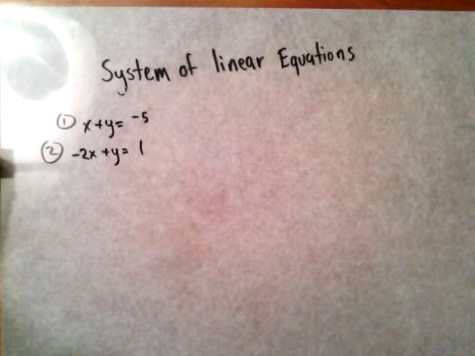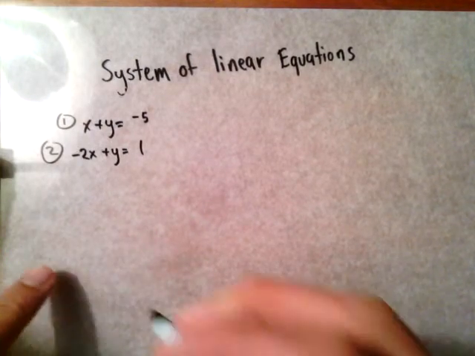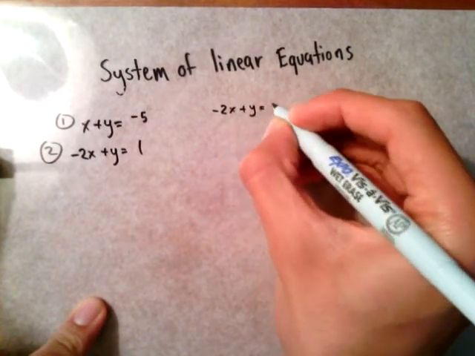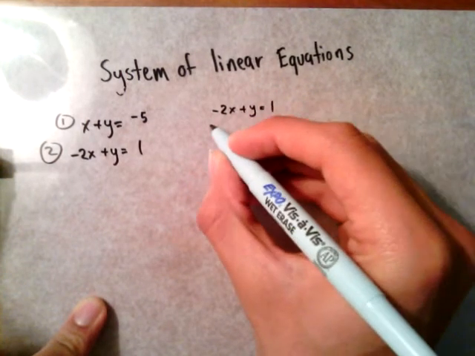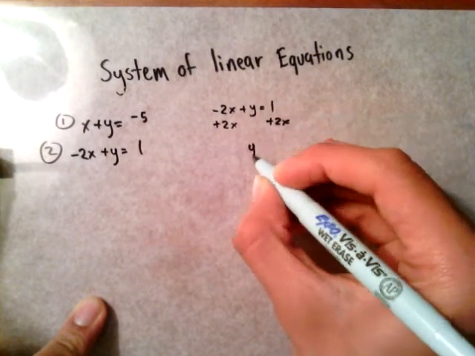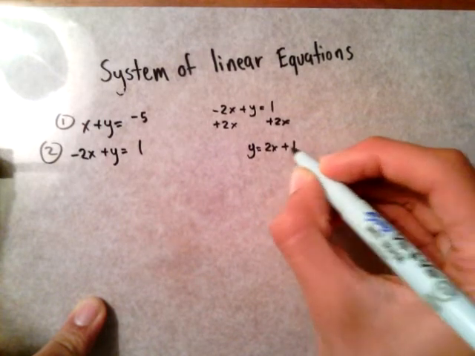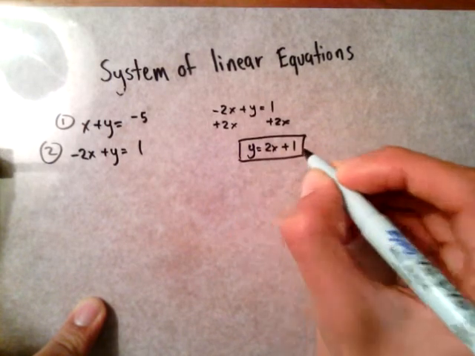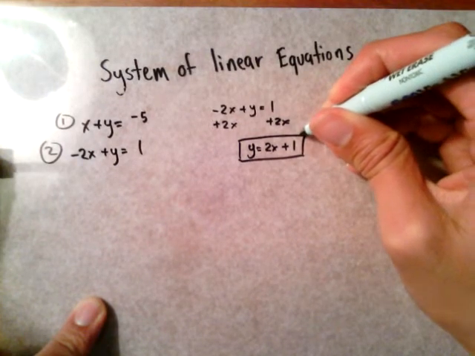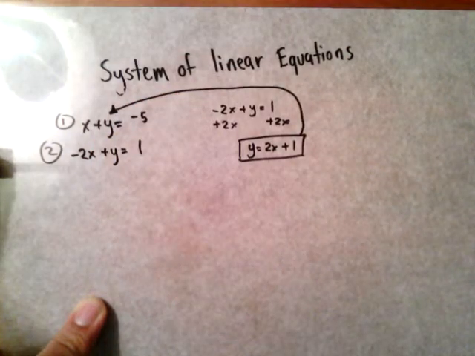So what I'm going to do is take the second equation and solve for y, and I'm going to do this on the side right here. So I have negative 2x plus y is equal to 1, and I want to isolate y by itself. So we'll begin by adding 2x to both sides, and we have the equation y is equal to 2x plus 1.